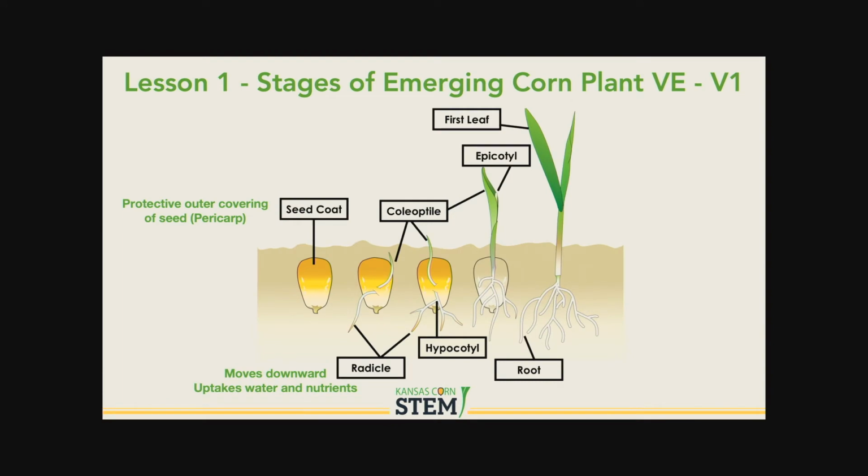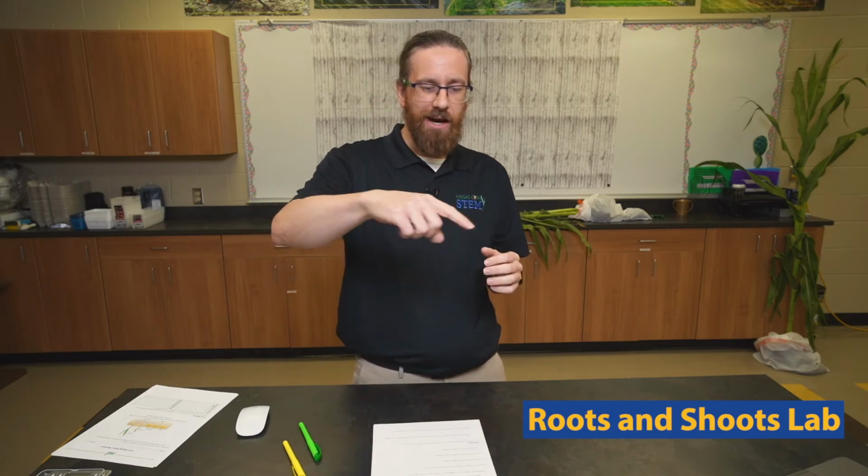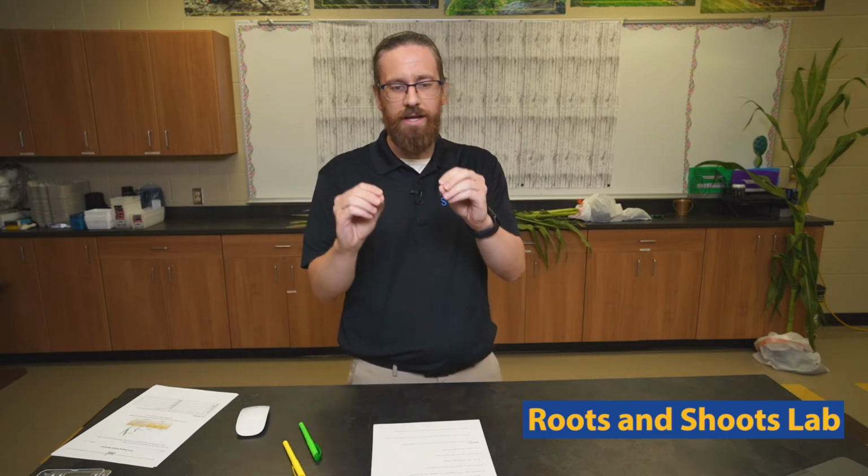Next one up is the radicle. Now this is the first part of the corn plant that emerges or breaks through the corn kernel right there. It moves downward, okay? And that's responsible for not only anchoring the plant, but also for uptaking water and nutrients. And we have another really cool lab in Kansas Corn STEM Labs that does a neat gravitational thing where you have plants on a turntable, and you'll see you have the kernels orientated in different directions, and you're going to see, does that radicle always grow downward? A very cool STEM activity to do there. Very fun to do.